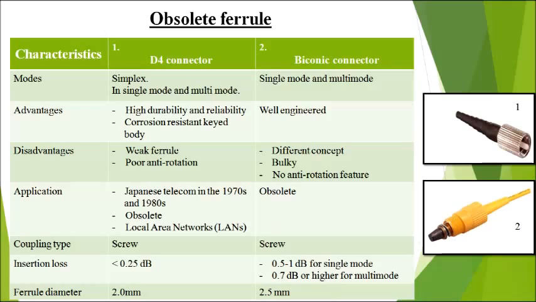T4 connector has been used in Japanese telecom in the 1970s and 80s. It also has been used in local area networks. T4 connector uses a screw type of coupling. The insertion loss of T4 connector is less than 0.25 decibel. The diameter of the ferrule for the T4 connector is 2.0 mm.